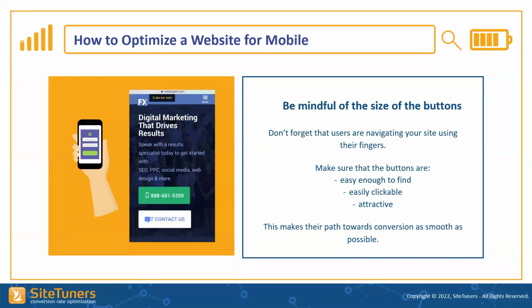Now, the size of a button matters on a desktop too. But for example, you're not going to have a button that goes across the width of a desktop, but you are going to have a button that is probably 80% of the width, potentially 85, 75% of the width on a mobile device to make it easy for someone to be able to click that button.